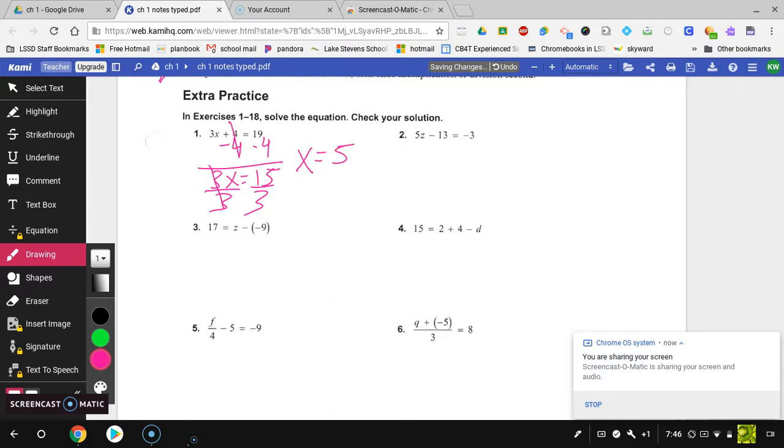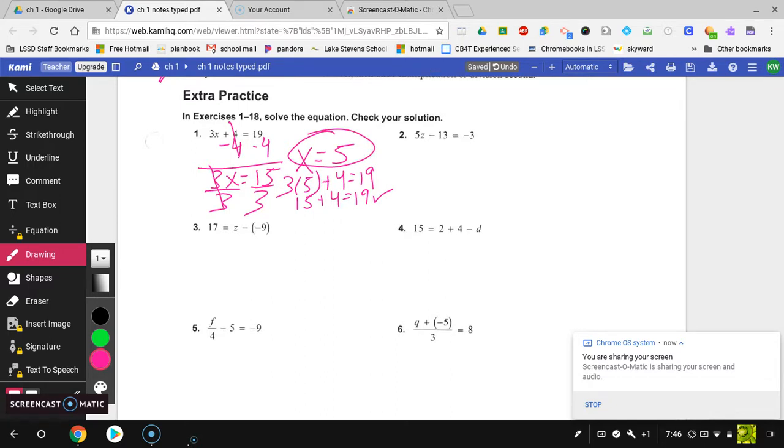As always, you want to go back and plug that number in and check and see if it works. So if we do 3 times the 5 that we just found for our x plus 4 equals 19, it should give us a true statement. If not, we know that we have done something wrong. So 3 times 5 is 15, plus the 4 is in fact 19. So it checks out. So we know our answer is x equals 5.